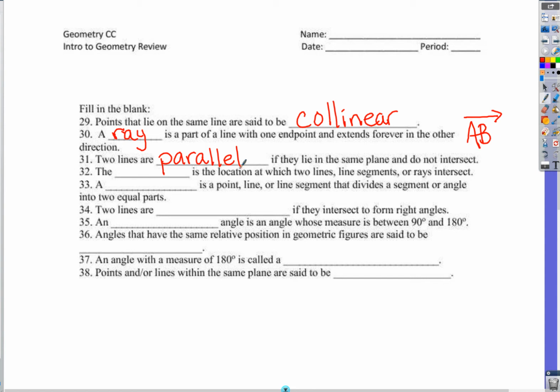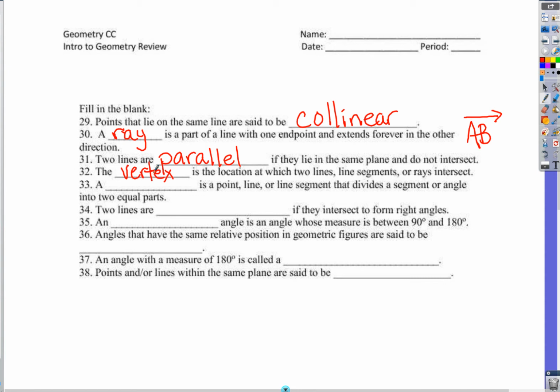The blank is a location in which two lines, line segments, or rays intersect. It's a vertex. Remember, when we're naming angles, the vertex is always that letter in the middle. Okay, always the letter in the middle.